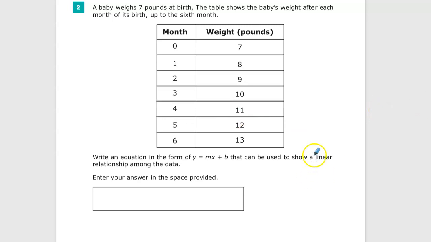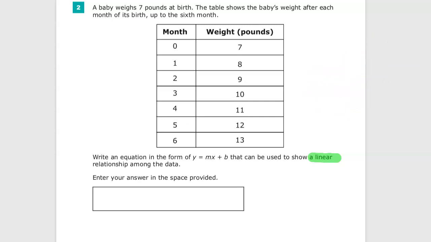When you see linear, it essentially means that it's going to increase by the same amount every time. That's how you have a line. If it goes up by the same amount every time, you get a nice line. If it goes all over the place, you get this. That's what defines a linear relationship.